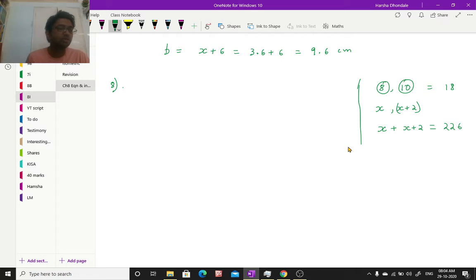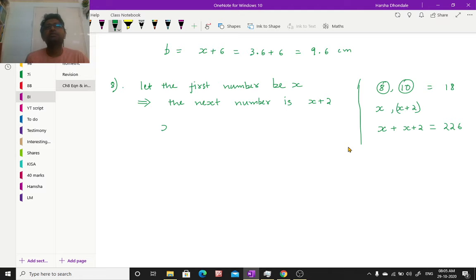Now solution, how do you present this in the examination? Let the first number be x. So this implies the next number is x plus 2. And now you add them, the sum of two consecutive even numbers. So the sum of these two numbers, x and x plus 2, is 226. That's what the question says. Now you just have to solve this. x plus x is 2x, plus 2 is equal to 226. 2x is equal to 226, and send this 2 to the other side. 226 minus 2, which is 224, and x is equal to 224 divided by 2, that gives you 112.